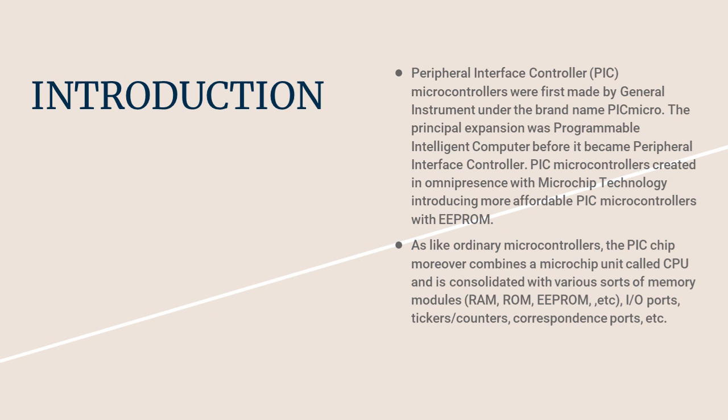Like ordinary microcontrollers, the PIC chip also combines a microchip unit called the CPU and is consolidated with various sorts of memory modules, input and output ports, timers and counters, communication ports, and so on.